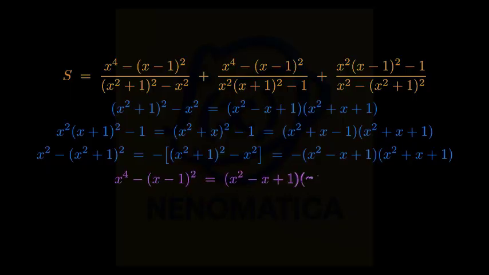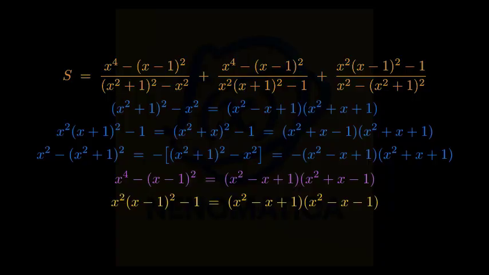Step 2. Factor the numerators. Notice that x to the fourth minus (x minus 1) squared factors nicely into two quadratic factors. That is (x squared minus x plus 1) times (x squared plus x minus 1). Also, x squared times (x minus 1) squared, minus 1 factors into (x squared minus x plus 1) times (x squared minus x minus 1).